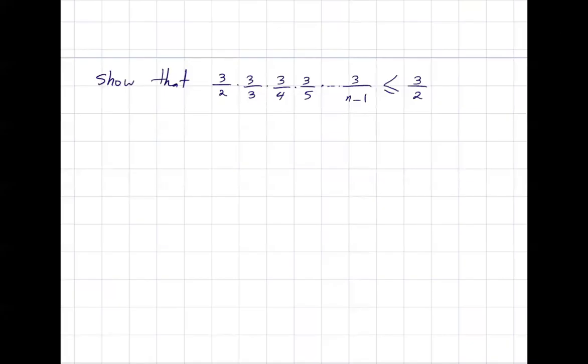We want to show that 3 divided by 2 times 3 divided by 3 times 3 divided by 4 times 3 divided by 5 times the rest of the terms, 3 divided by n minus 1, is less than or equal to 3 halves. Or basically, we want to show that 3 divided by 3 times 3 divided by 4 times 3 divided by 5 times 3 divided by n minus 1 is less than or equal to 1. We can use the method of induction to prove this.